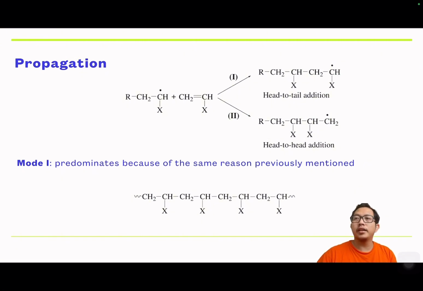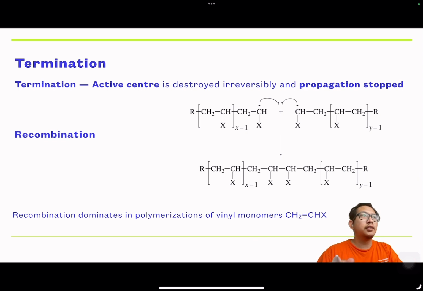And then the third part will be the terminations. In terminations, we can have two modes. The idea of termination is basically we need to make sure that the active center or the radical is going to be destroyed and stop. So the propagation will stop, no more adding monomer. We are going to stop the polymerizations, which means it will depend on how we remove the radicals.